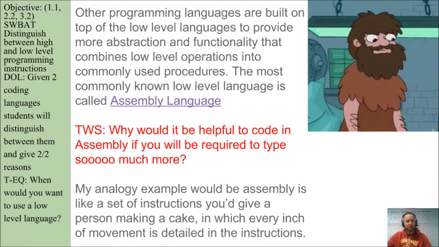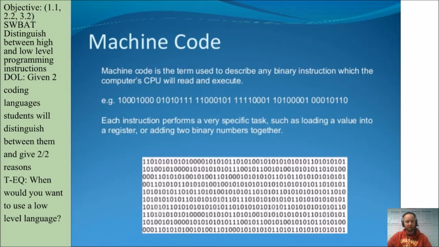Other programming languages are built on top of the low-level languages to provide more abstraction and functionality that combines low-level operations into commonly used procedures. The most commonly known low-level language is called assembly language. Think, write, share. Why would it be helpful to code in assembly if you will be required to type so much more? My analogy example would be assembly is like a set of instructions you'd give a person making a cake, in which every inch of movement is detailed in the instructions.